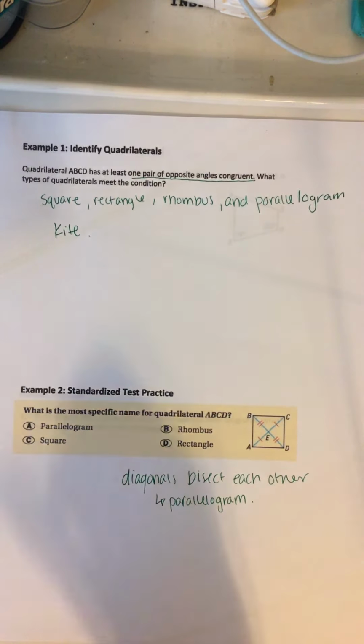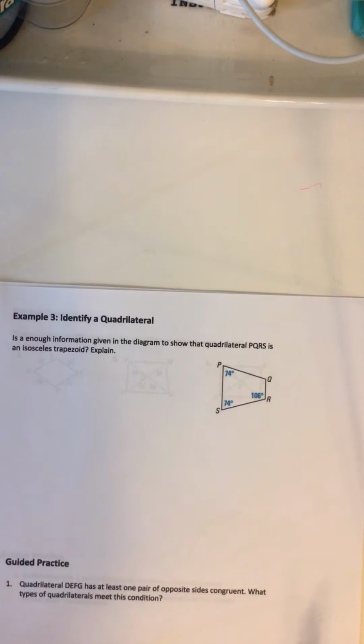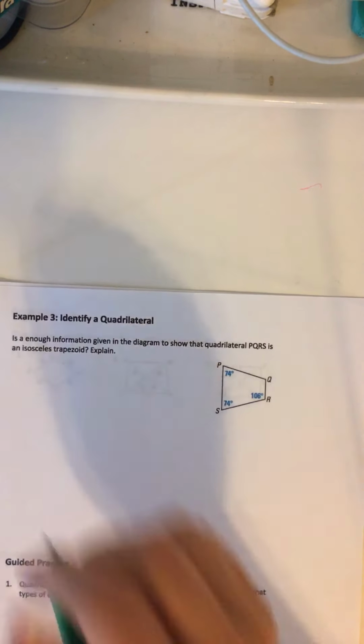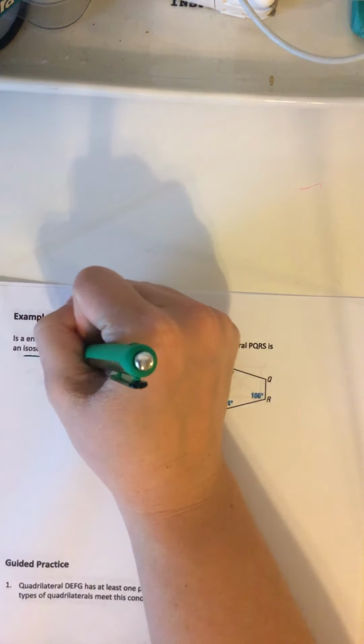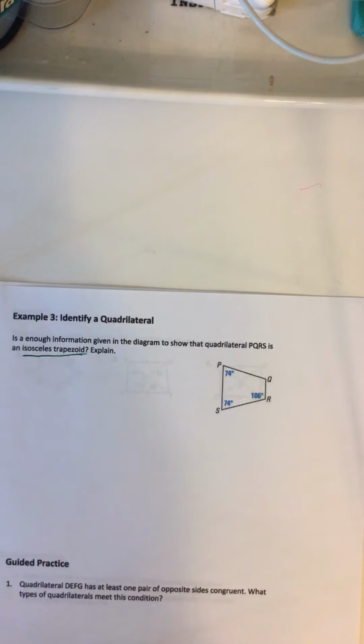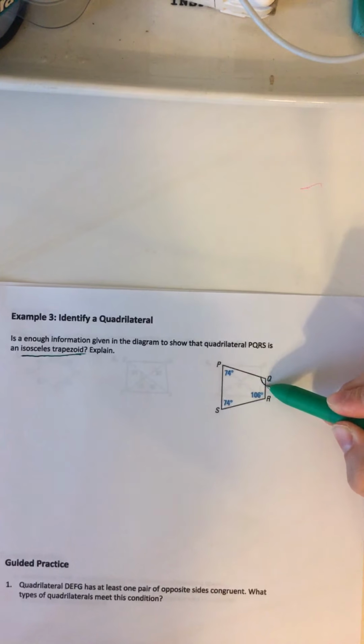So, keep moving forward here. Got lots of examples today. Another identify the quadrilateral question. They're asking, is enough information given in the diagram to show that quadrilateral PQRS is an isosceles trapezoid? It's not just a trapezoid. They specifically want us to say isosceles trapezoid. So the first thing I want to do, just looking at this picture, is figure out what this angle Q is right here.